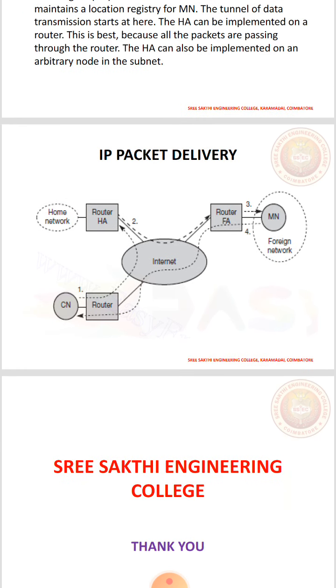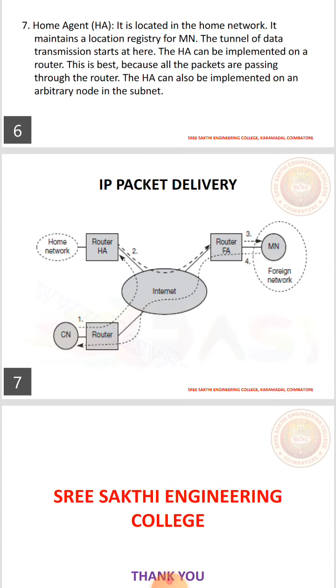Next, this diagram indicates the IP packet delivery. In this, if a correspondent node CN wants to send an IP packet to the mobile node, the CN does not need to know anything about the mobile node's current location and sends the packet as usual to the IP address of the mobile node. The internet, which does not have any information on the current location of the mobile node, routes the packet to the router responsible for the home network of the mobile node. This is done using the standard routing mechanism.